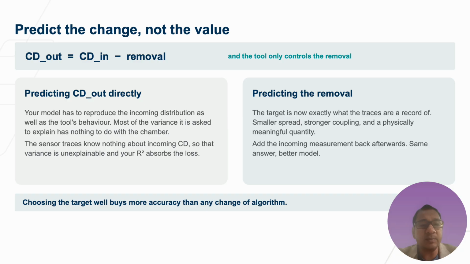This requires the incoming measurement to exist, which brings its own sampling problem. You may not have measured this wafer at a previous step either. In practice, you use the lot mean or a virtual metrology prediction from the previous step, and you accept the extra noise. Choosing the target well buys you more accuracy than any change in the algorithm.